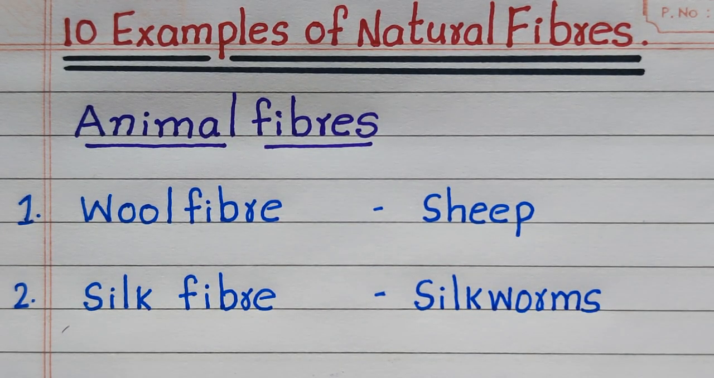The first example of animal fiber is wool fiber. Wool fiber will get from sheep. Second, it is silk fiber and will get the silk fiber from the silkworms.